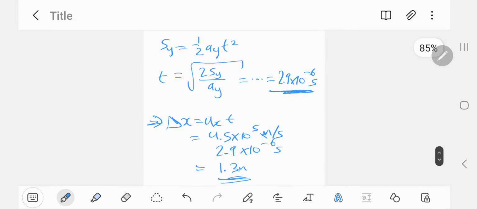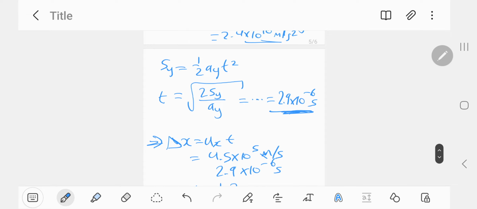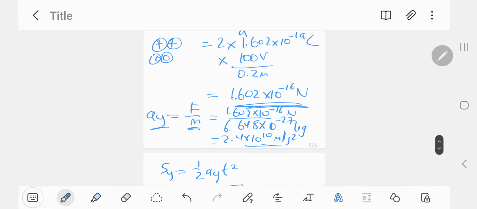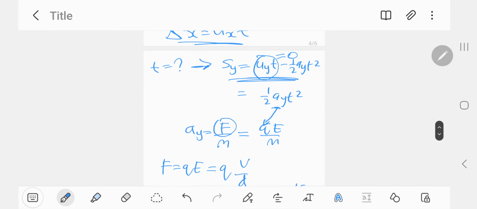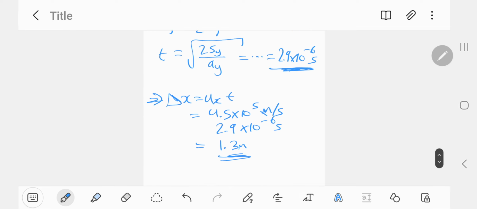Lengthy question, but it's not complicated. It just requires a lot of attention to detail and a lot of application. It's just consolidating your knowledge from modules 5 and 6. Simply consolidation there. And that's how you do this question.